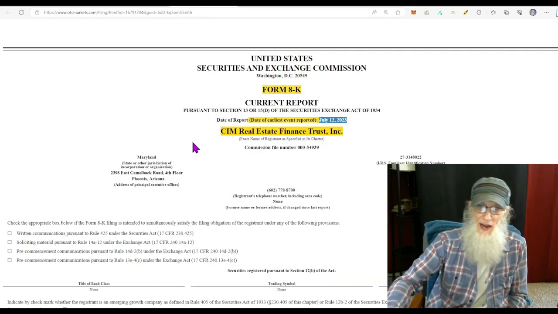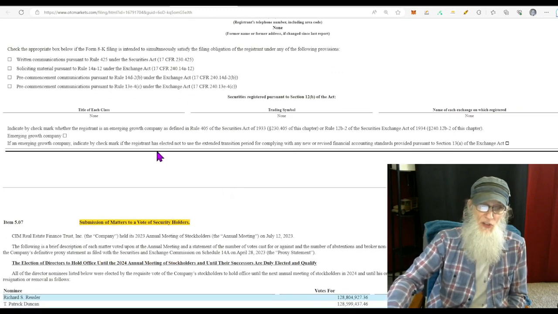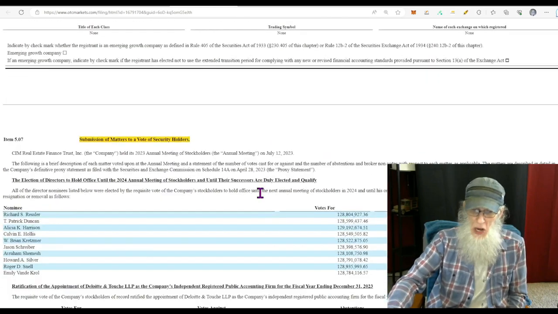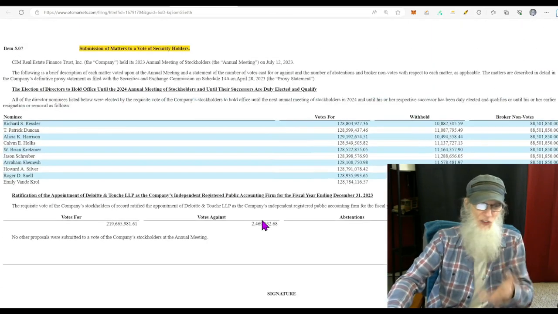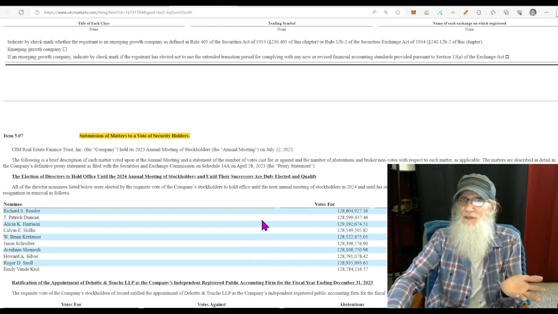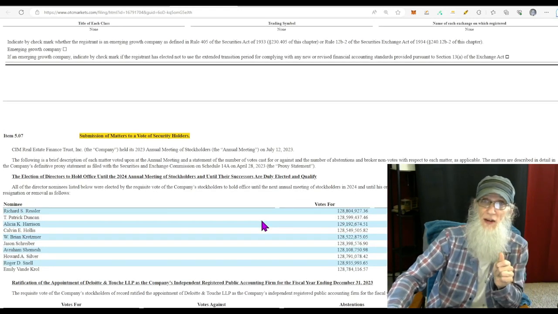Another example of an 8K, making sure that date is current. Scrolling down underneath the bold line and checking out the first bold sentence: submission of matters to a vote of security holders. This one's a little longer, but not much. I was able to scope it through and see nothing here of interest. So I was out of here and on to the next 8K.